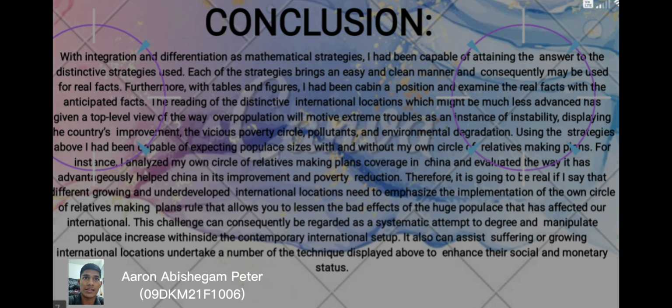So it can also exist that suffering or developing countries adopt a number of the techniques displayed above to improve their social and economic status. So that is all from me for our conclusion of today's presentation.